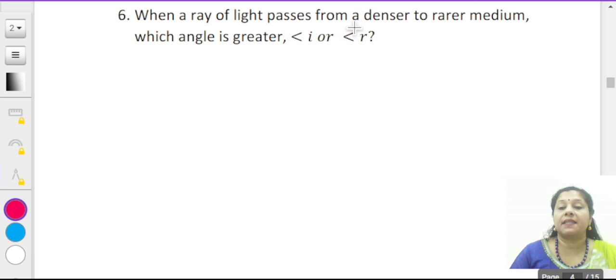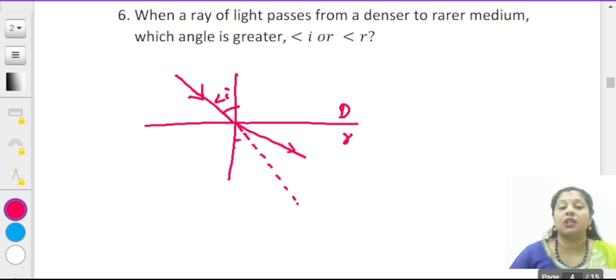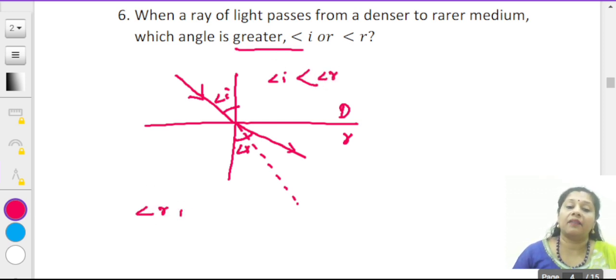When a ray of light passes from a denser to rarer medium, which angle is greater, angle I or angle R? So here this is the normal, this is the plane. If a ray is falling at an angle here, that is angle I, and it is from denser to rarer. So the normal is like this, it has to go like this. But since it is coming from denser to rarer, it will move away from the normal. So angle I is smaller than angle R. So which is greater? Angle R will be greater.